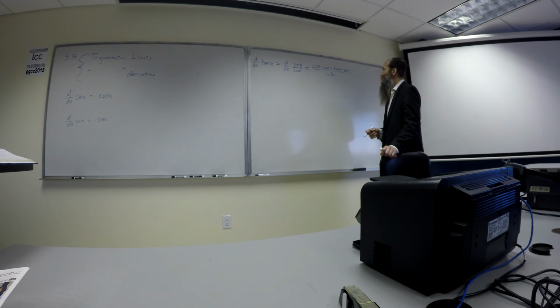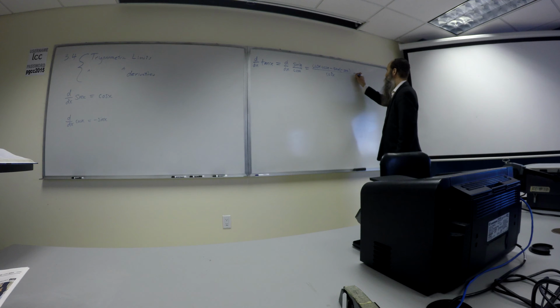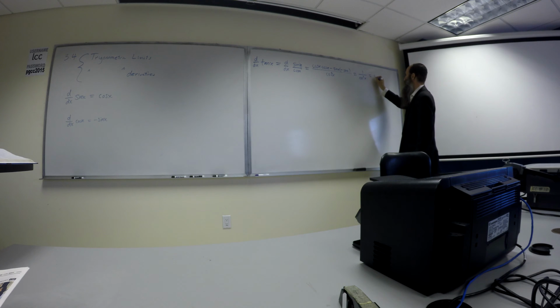Okay, so let's simplify this. The top says cos squared plus sine squared ultimately, right? What's cos squared plus sine squared? 1. Unity. So this is 1 over cos squared. But why have a fraction? I don't have to. I can write this as secant squared.